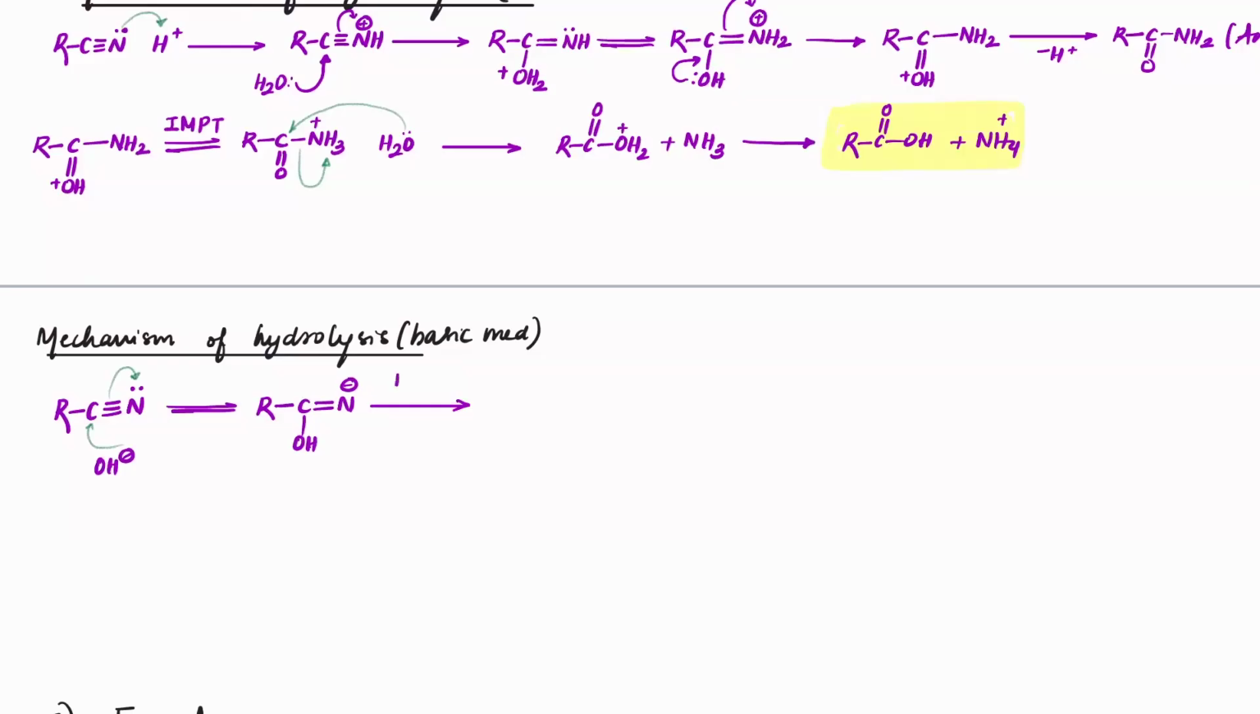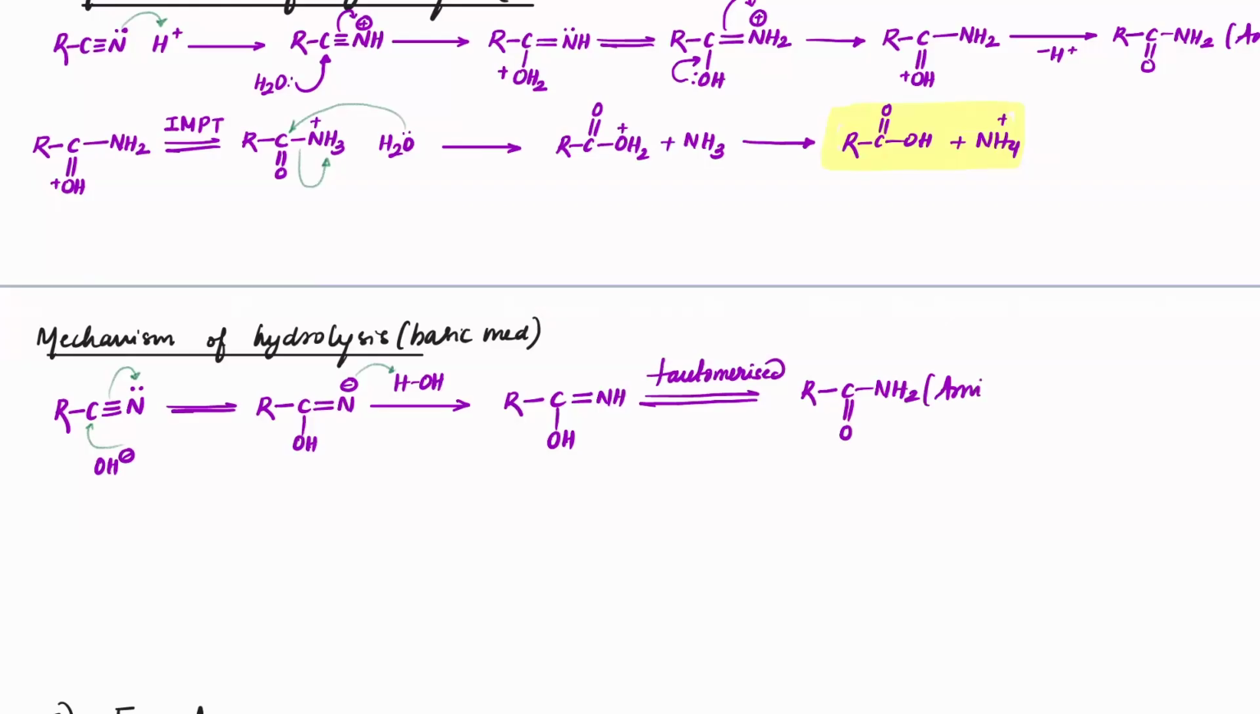This N minus can fetch H plus from water, and that will convert into RC(OH) double bond NH. And this can be further tautomerized. So due to tautomerization, we will get this as C double bond O and NH2.